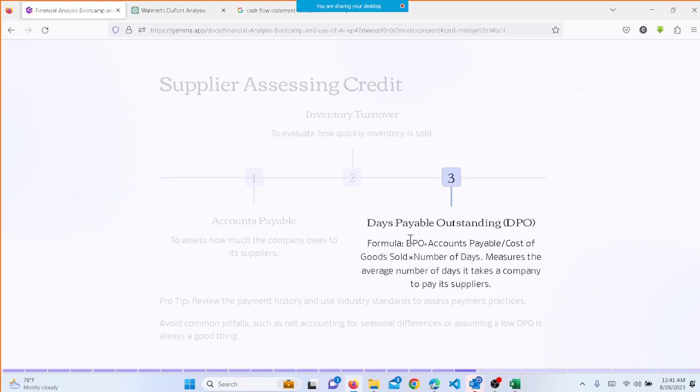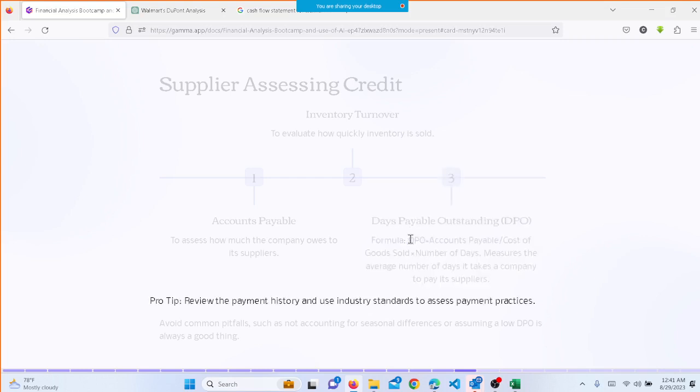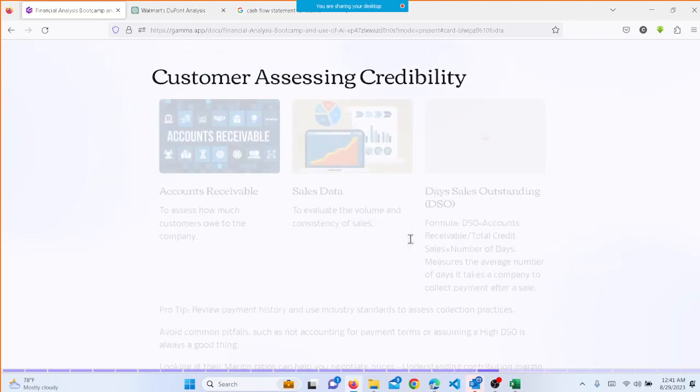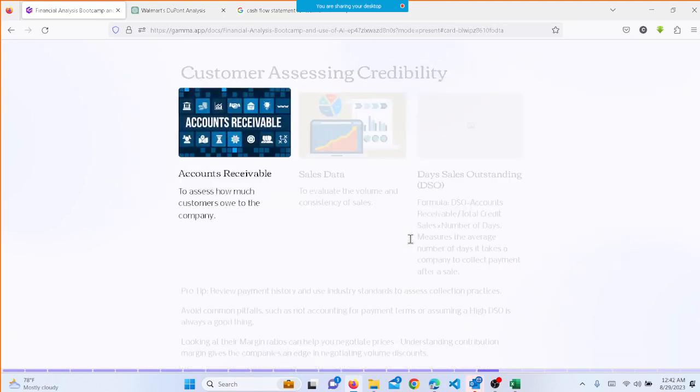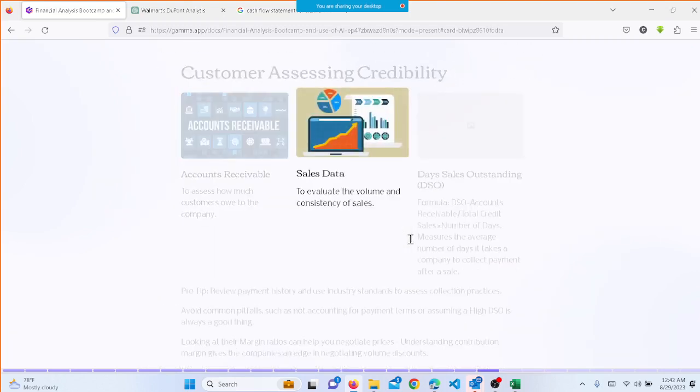Again, that's how suppliers can use financial statement analysis. The three important turnover ratios for suppliers are days payable outstanding, inventory turnover, and accounts payable turnover ratios. Right? For customers it's going to be the other way around. For them, sales data is more important: how much sales have been done, which market, geography, other segmentation, and the days sales outstanding.